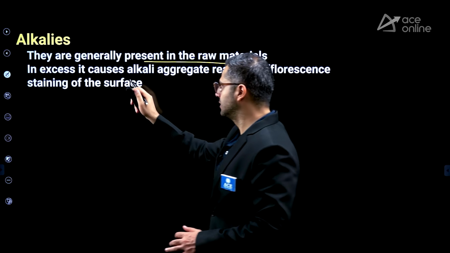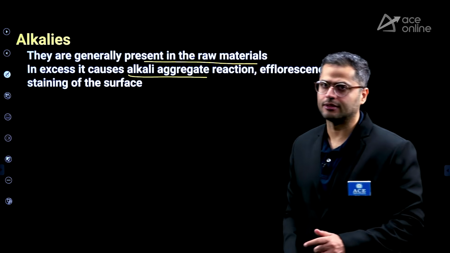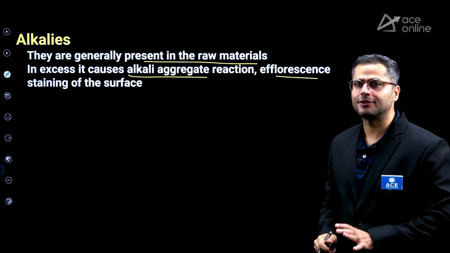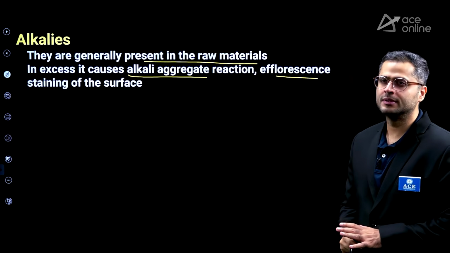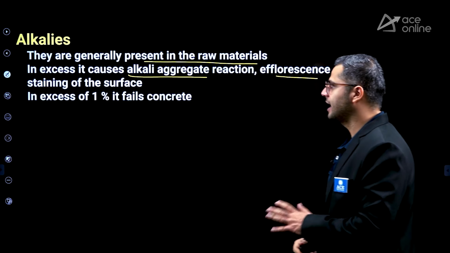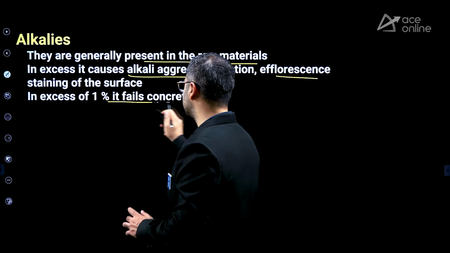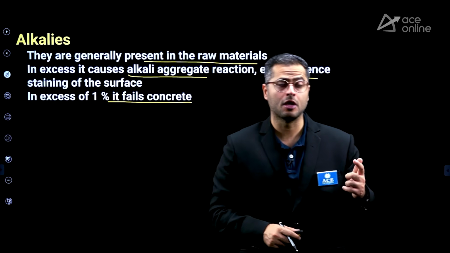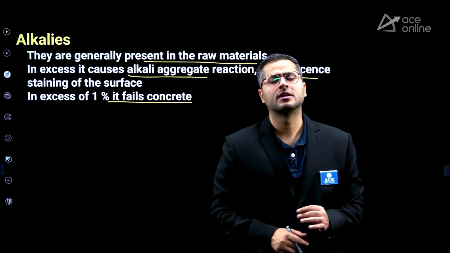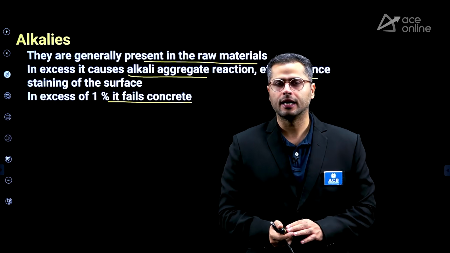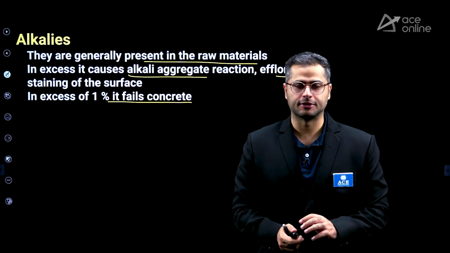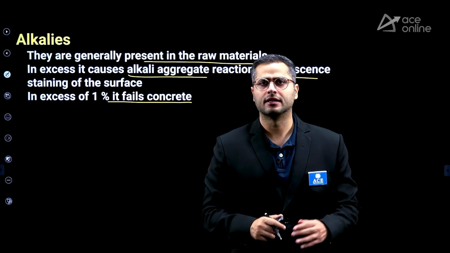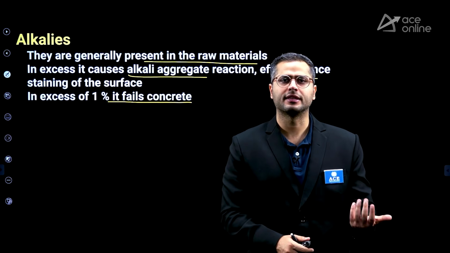Now, in excess, they cause alkali aggregate reaction. That is a problem for us. And efflorescence staining, that is white patches on the surface, will also be a problem because of alkalis only. In excess of 1%, it fails the concrete, right? As per IS 269-2015, alkali content should not be greater than 0.6% actually. But generally it has been seen if it is greater than 1%, there can be a loss of strength in the concrete.